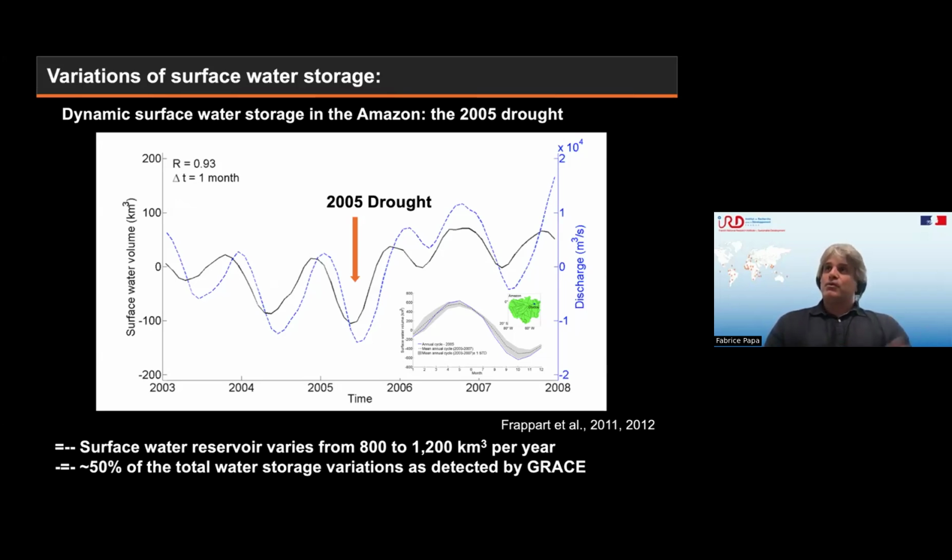And when we compare to the total water storage measured by GRACE over this period, the surface water storage variation contributes to more than 50% of what was detected by GRACE. So this was one of the first results that we had like that at the scale of the Amazon. And here, this is just to show that the variations were adequately represented, as we compare in blue with the discharge of the river.